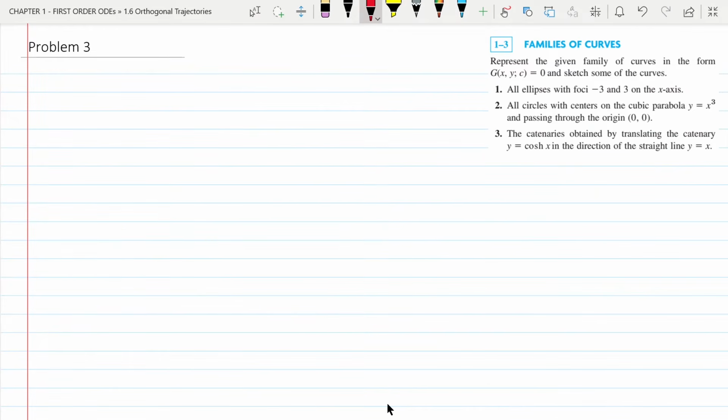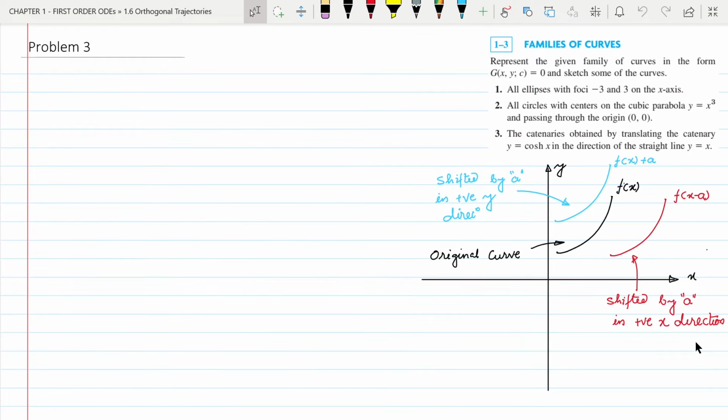Question 3. Now we have to draw the family of curves for catenaries obtained by translating the catenary y equal to cos hyperbolic x in the direction of the straight line y equal to x. Now let us look at this diagram to understand the basics of how to translate a function or a curve or a graph in the x and y two-dimensional coordinate system.